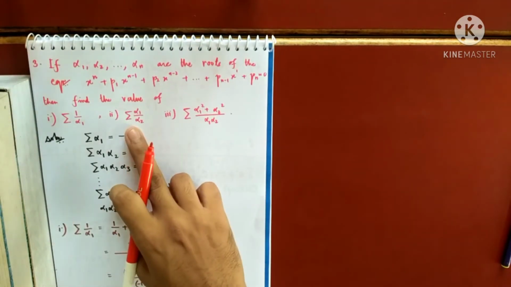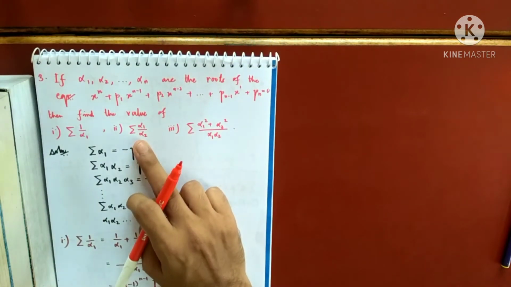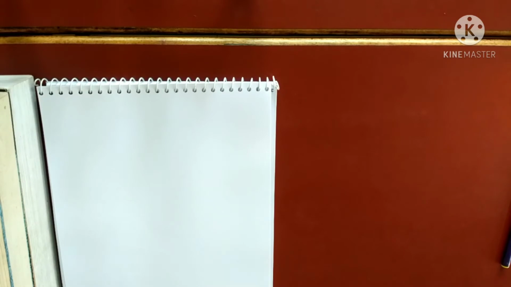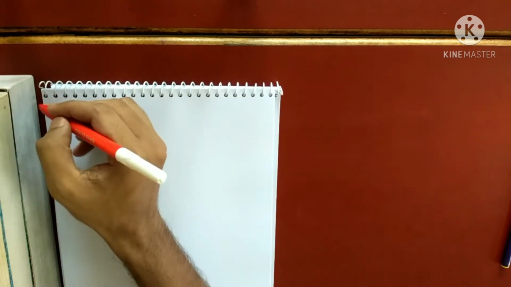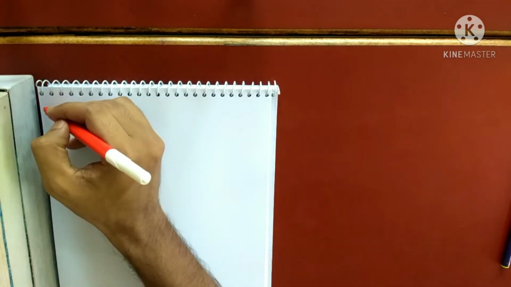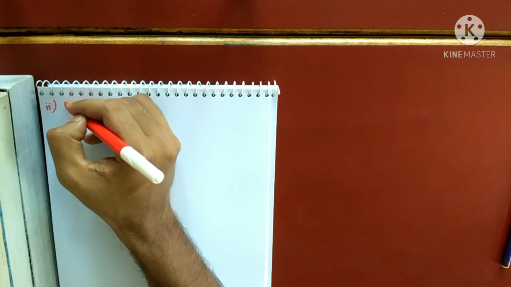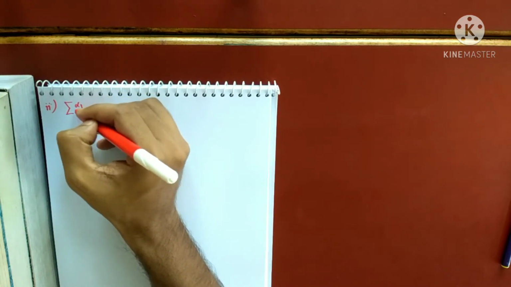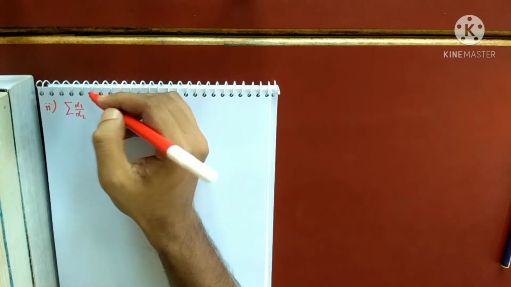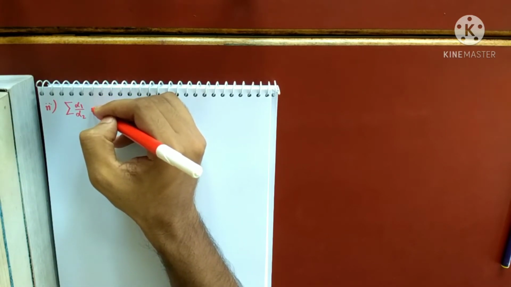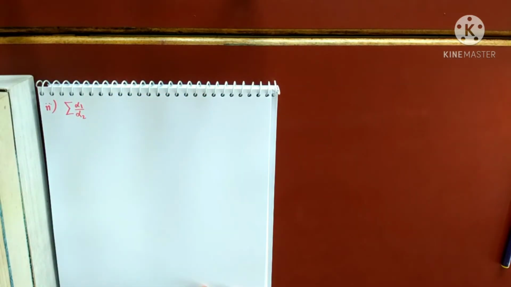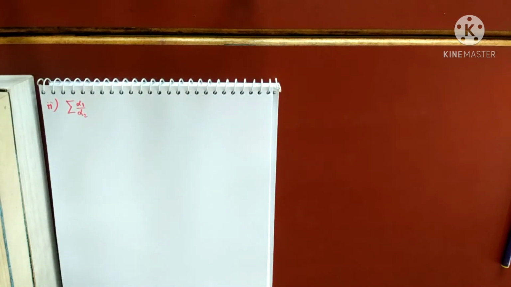So what is question number 2? I have to find summation alpha 1 by alpha 2. So let's find summation alpha 1 by alpha 2. What is this? This is summation alpha 1 by alpha 2. You must understand what I mean by this. Which terms will it contain? It will contain alpha 1 by alpha 2 plus alpha 1 by alpha 3 plus alpha 1 by alpha 4, ..., alpha 1 by alpha n.